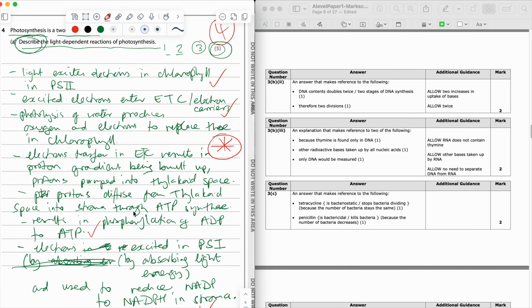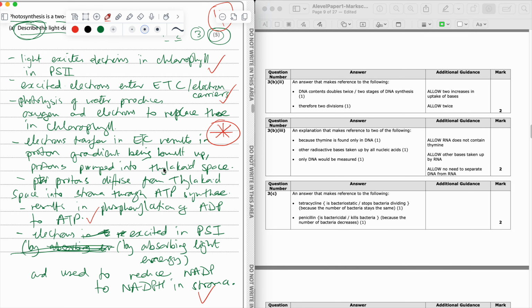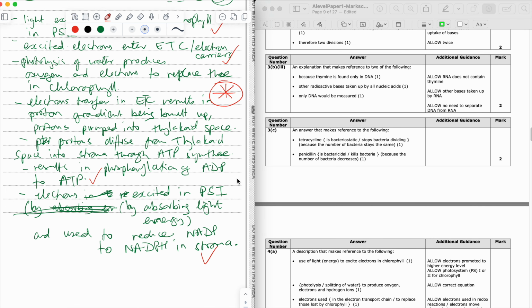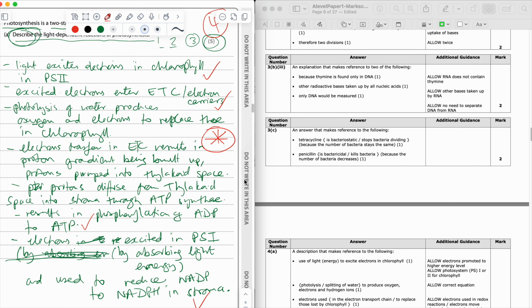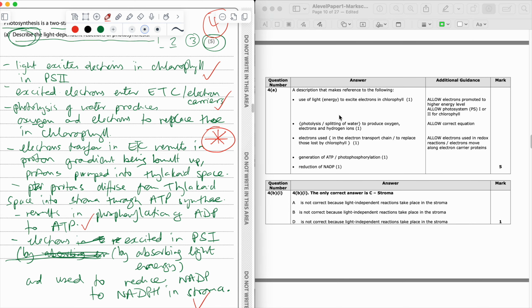Question 4, photosynthesis. It was 5 marks. I got 4. So one would think I should know photosynthesis quite well. So what did I do wrong here? Question 4A. It didn't have loads and loads of options, so it was quite a specific mark scheme, just 5 marking points for 5 marks.